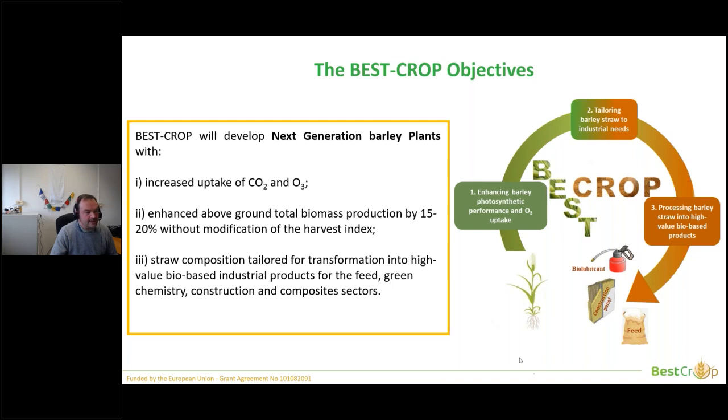And in particular, the final aim is to use the low-value barley straw to produce high-value bio-based compounds like biolubricants, construction or insulating panels, as well as a feed for animals.